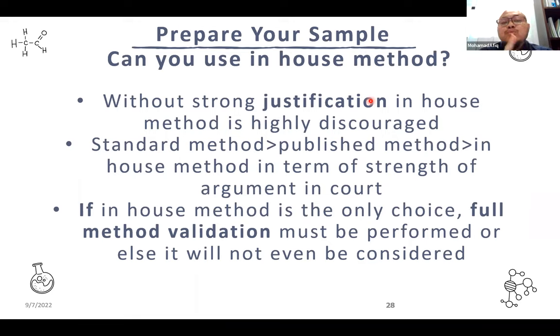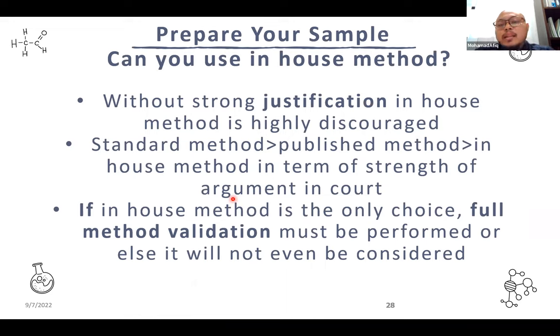But if you use an in-house method, you need to perform method validation. What is method validation? You need to determine whether the method is stable, the first one. You need to determine whether the method is accurate. Is it accurate or not? Is the method reliable or not? All these three things you need to understand, so you need to perform full method validation.